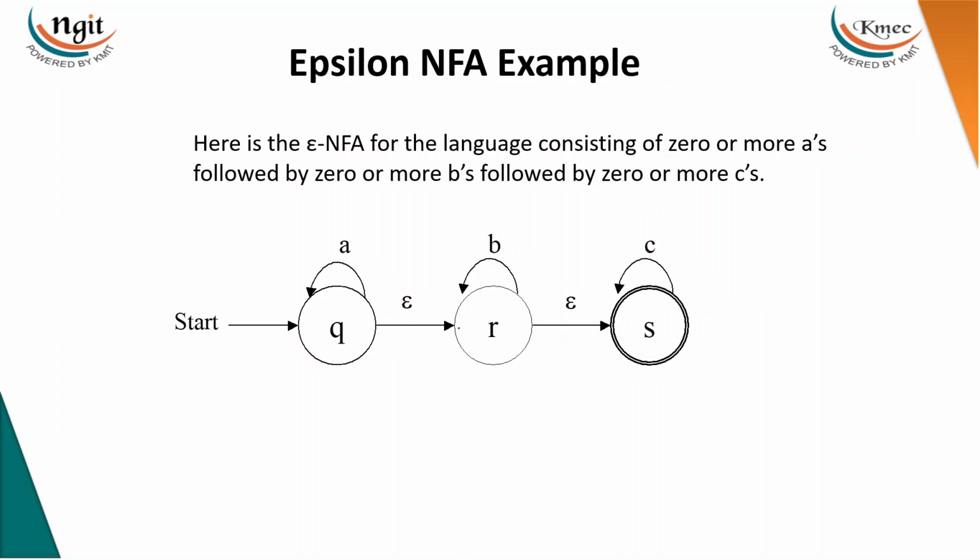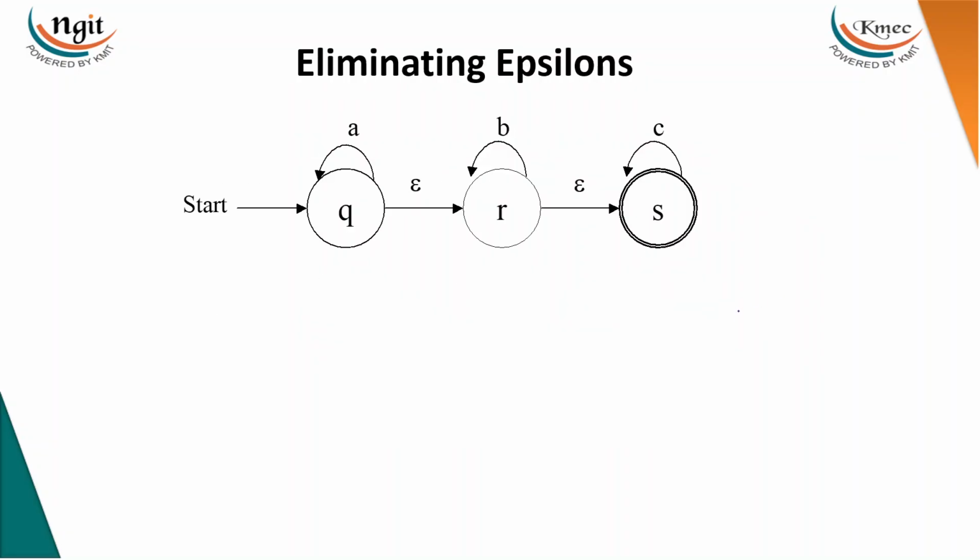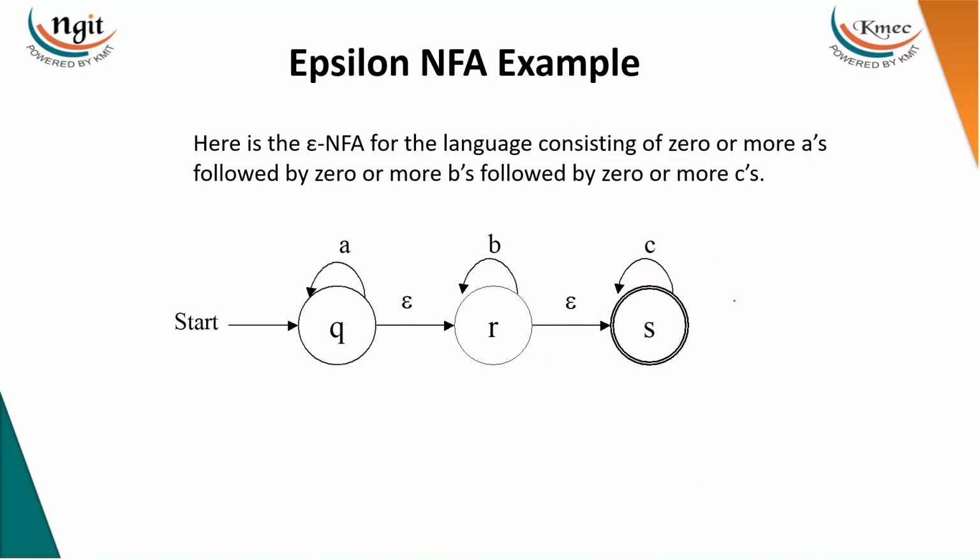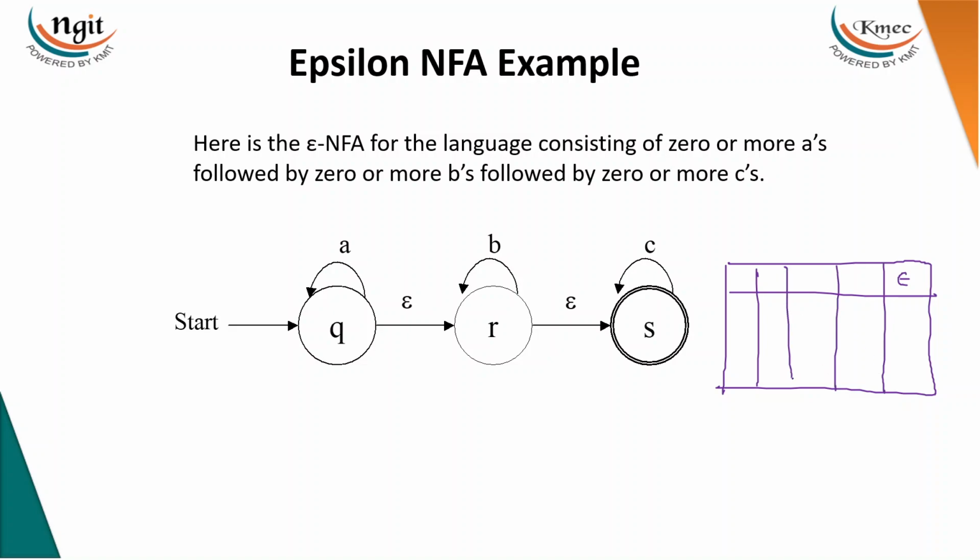I could have given this diagram directly, but what is the use of it? I told you, sometimes there is a requirement, right? So then we can construct this transition diagram like this. You have to take an epsilon move here, then A, B, C. What are the states here? Q, R, S. From Q on A we go to Q, on B no state, on C no state, on epsilon we go to R. Same way, R on A no state, on B R, on C no state, on epsilon S. S on A no state, on B no state, on C we go to S, and on epsilon no state.